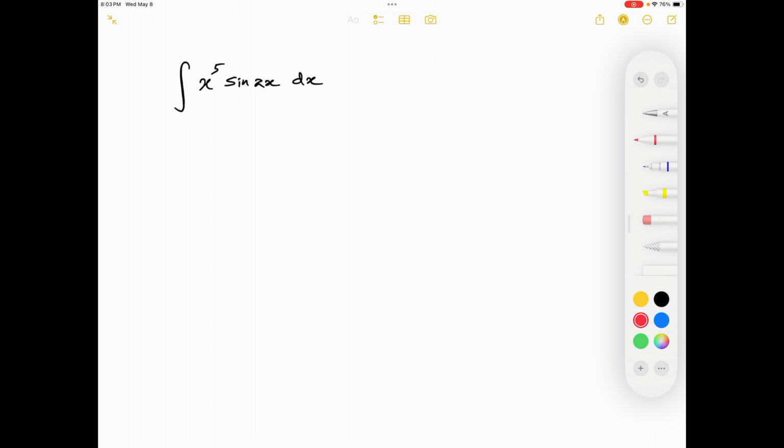In that video, I discussed a complete example, and at the end of that video, I gave you this question: integration of x to the fifth power times sine 2x dx as a homework question. At least one of you had asked for the solution of this homework question as well, and this video is made to discuss the complete solution procedure of this question.